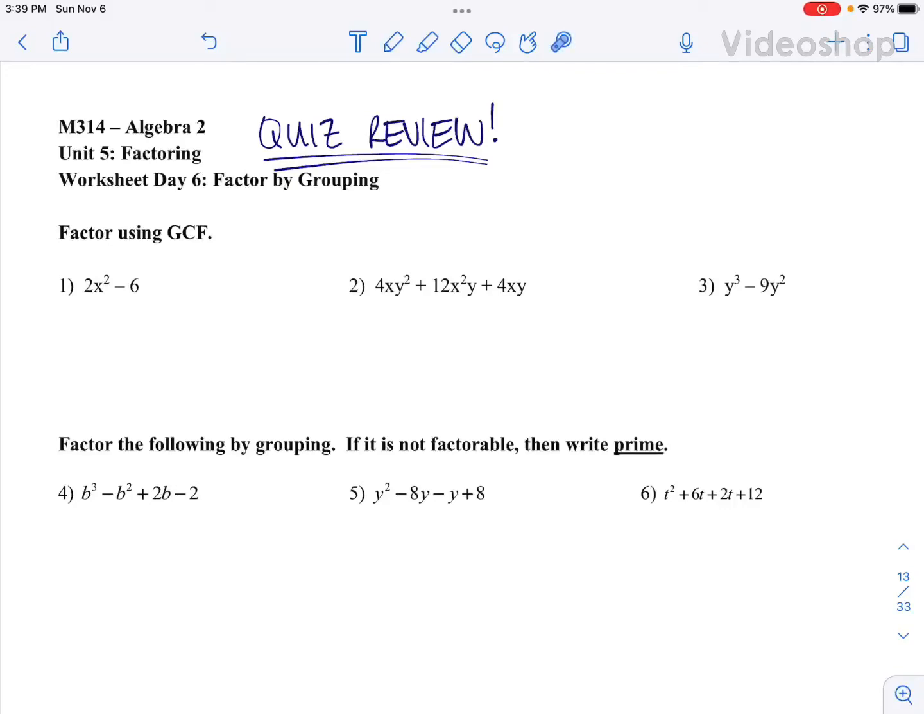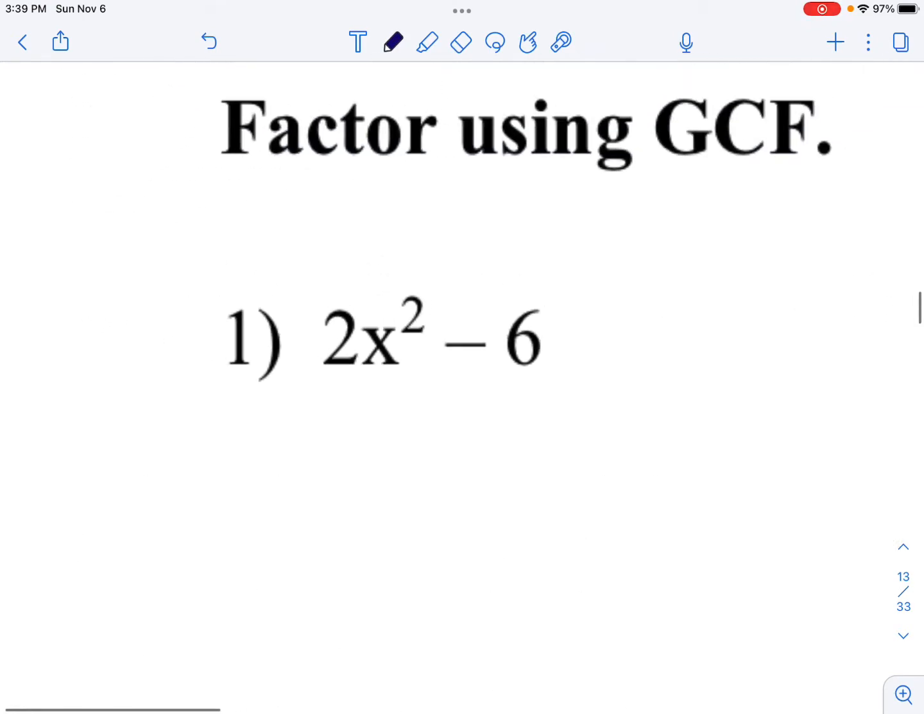I'm going to go over some problems for you guys that are quiz review. This is day 6 in your packet. I'm going to go over just a few problems of GCF, a few groupings, and a few of the X problems. So hang with me just to get a quick refresher before your quiz. So I'm going to start with number 1.